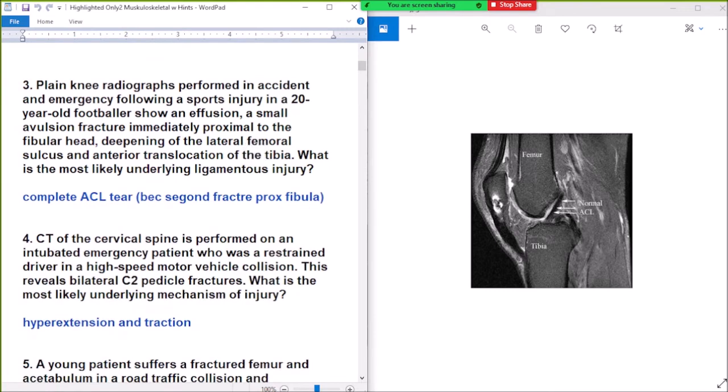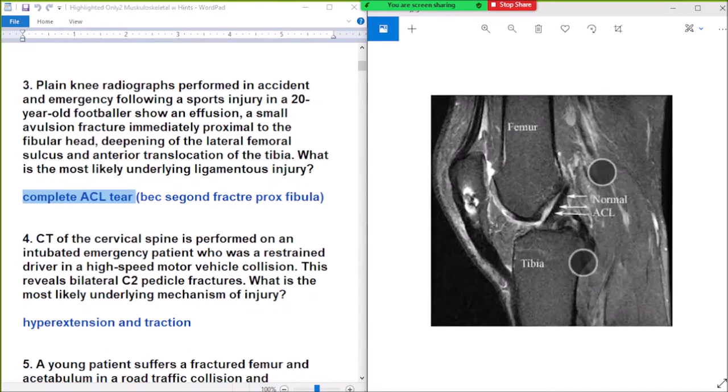Question number 3. Knee radiograph performed in the emergency department following a sports injury in a 20-year-old football player shows effusion and a small avulsion fracture immediately proximal to the fibular head. Now, deepening of the lateral femoral sulcus and anterior translation of the tibia, most likely underlying ligamentous injury: complete ACL tear, because he has Segond fracture of the proximal fibula. So when there's a Segond fracture associated with a ligament tear, then it is a complete ACL tear.